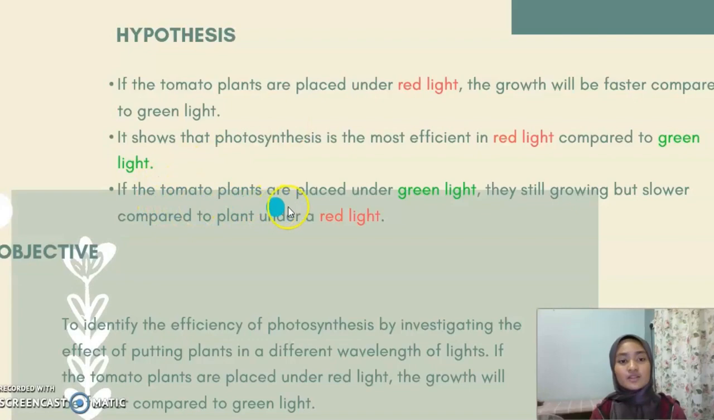However, if the tomato plants are placed under green light, they are still growing, but more slowly compared to the plant under red light. This is due to the presence of carotenoids as an accessory pigment, which only absorbs blue and green light while transmitting yellow, orange, and red light. It shows that the plant absorbs green light, but with the least efficient photosynthesis.